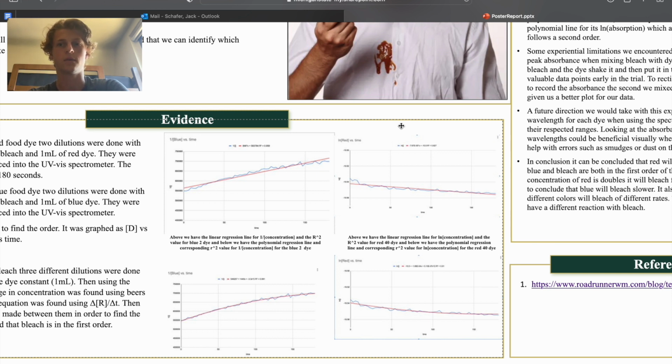Each order is going to have one of these three graphs show a straight line, and the other two are going to be curved, and there's a pattern. We did link a good summary showing all the different orders. For this one, we used a straight line for 1 over the concentration of blue, and that one had a smaller r squared value. The higher the r squared value, or the closer to 1, the better the regression equation is, and the better the line of best fit.